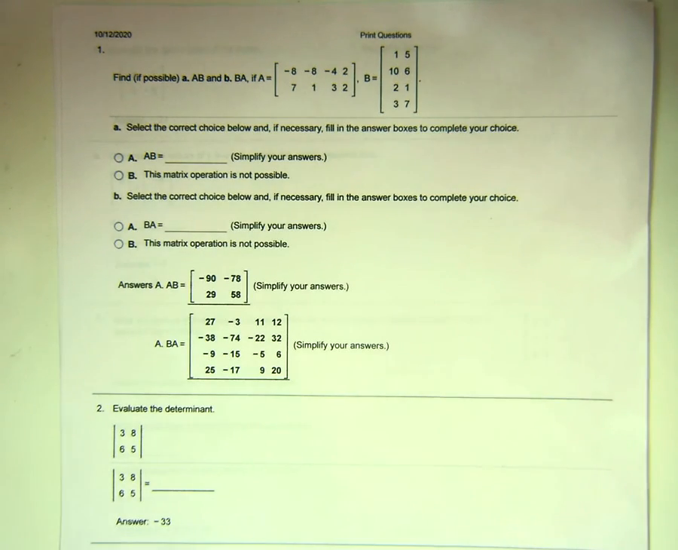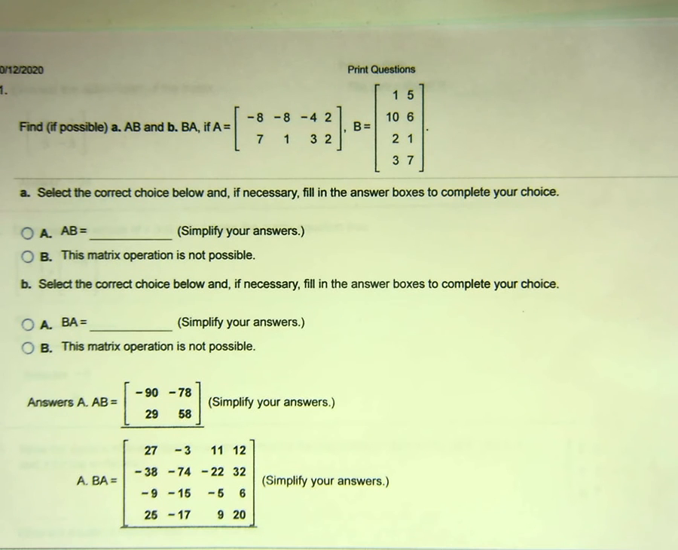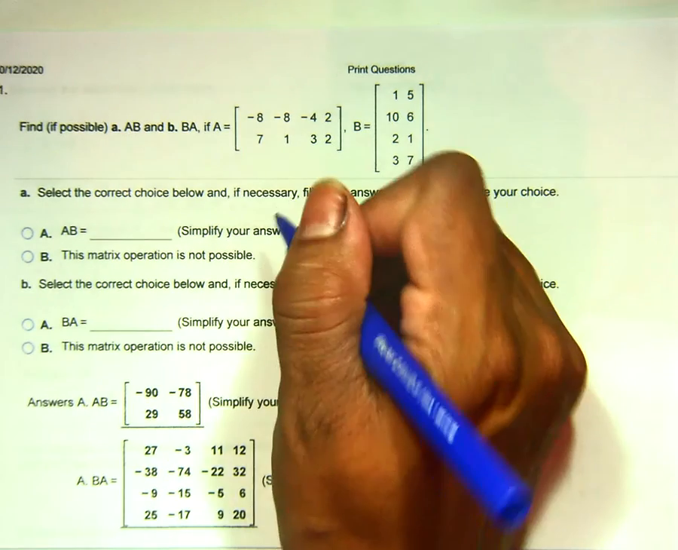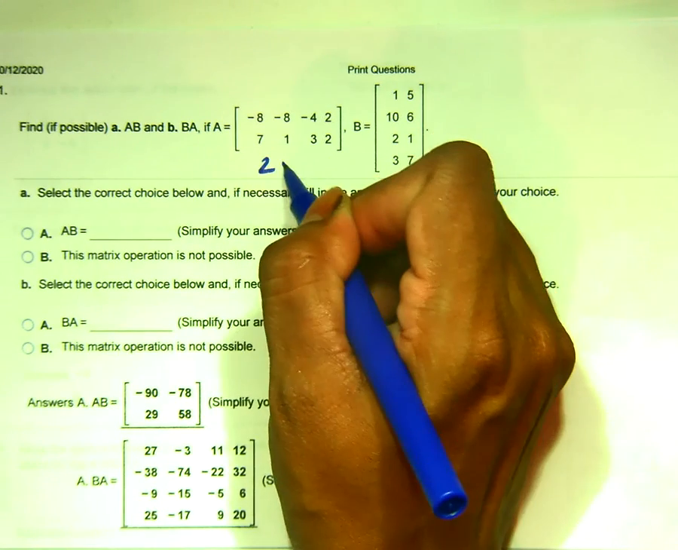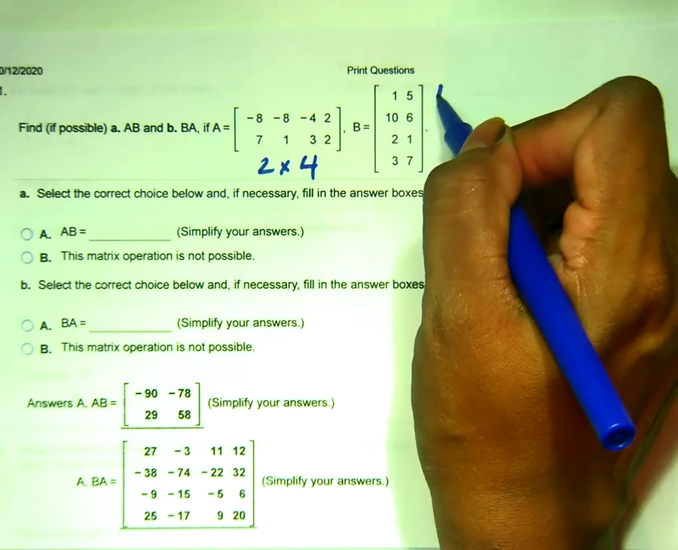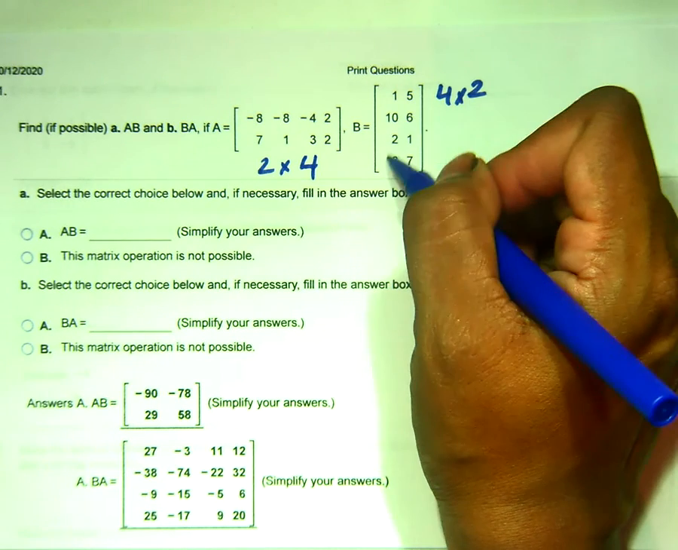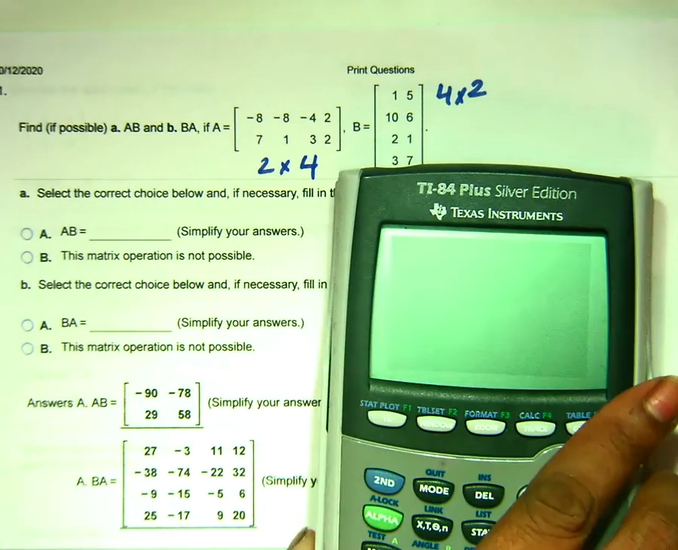For example, if I zoom in on these two matrices, you have A and you have B. Matrix A is going to be a 2 by 4 because you have 2 rows and 4 columns, making matrix B a 4 by 2 because you have 4 rows and 2 columns. Instructions on how to create a matrix are also posted in your teams under files, but let me show you how to put these in.